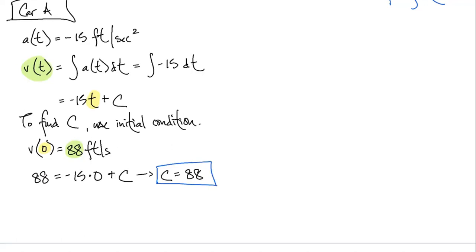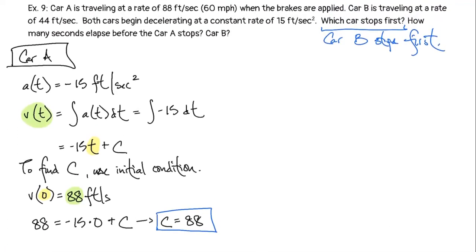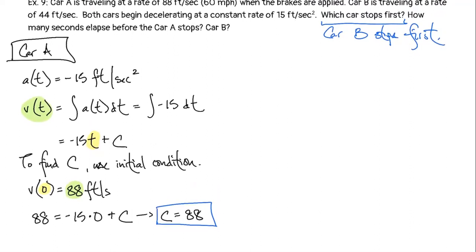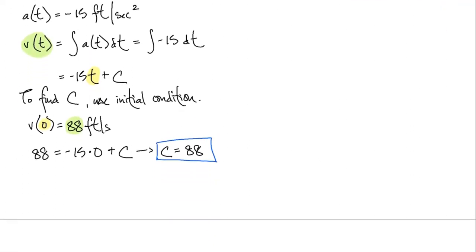Now that's not our final answer though, okay? So what we want to take a look at is this. How many seconds elapse before car A stops? So if I have my velocity function equals negative 15t plus 88, and I want to know when the car is stopped, what value can I substitute into this velocity function?